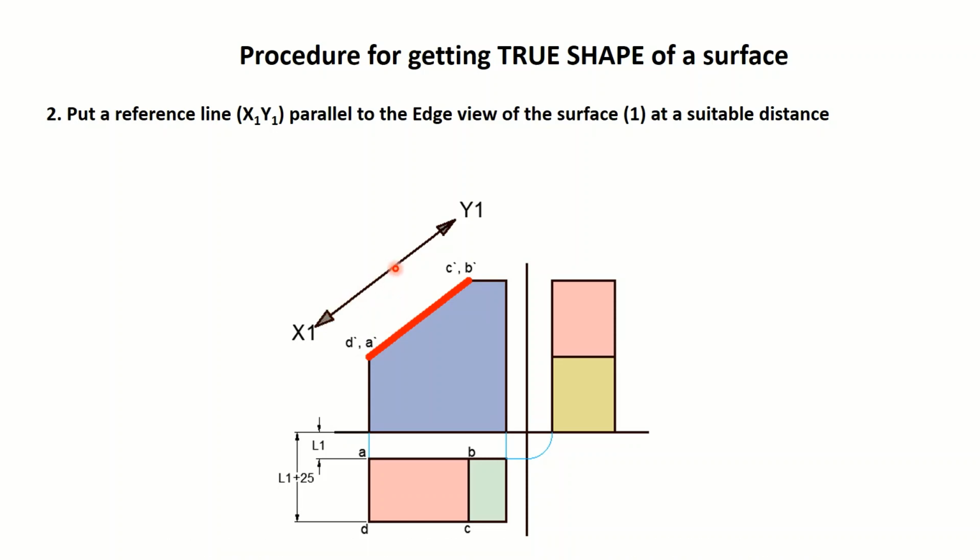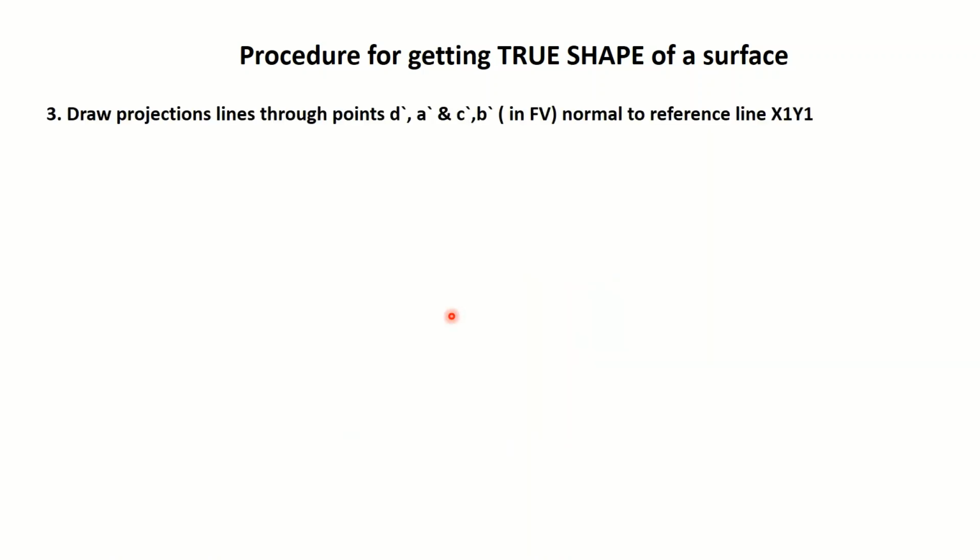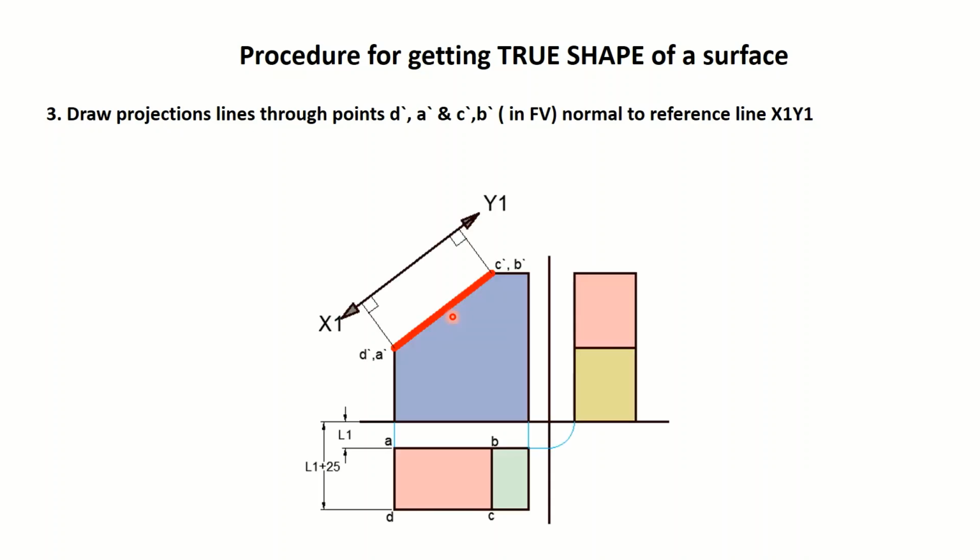Next we draw the projection lines passing through these four vertices, that is A dash, B dash, C dash and D dash, normal to this reference line x1 y1. These four projection lines are shown here like this, and as told earlier, we have to make sure that these projection lines fall exactly normal to this reference line x1 y1, otherwise the results may be erroneous.